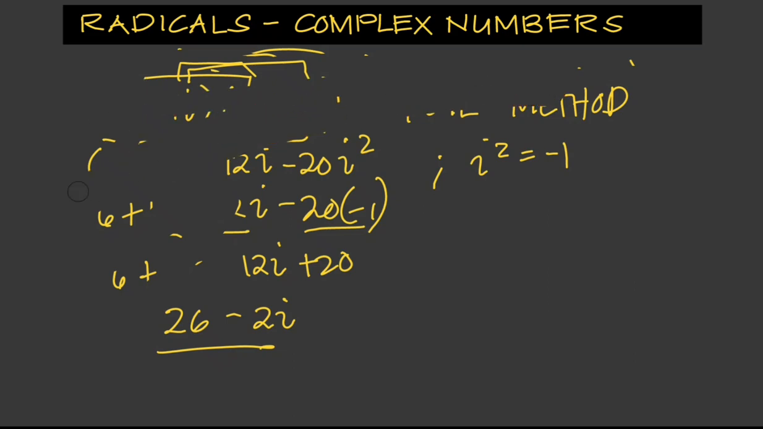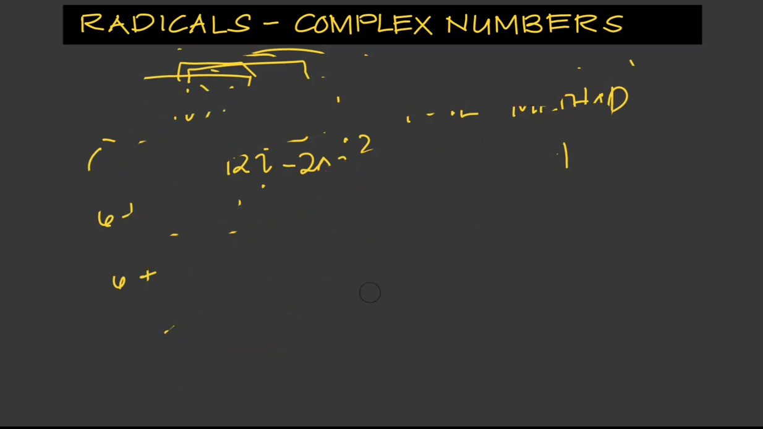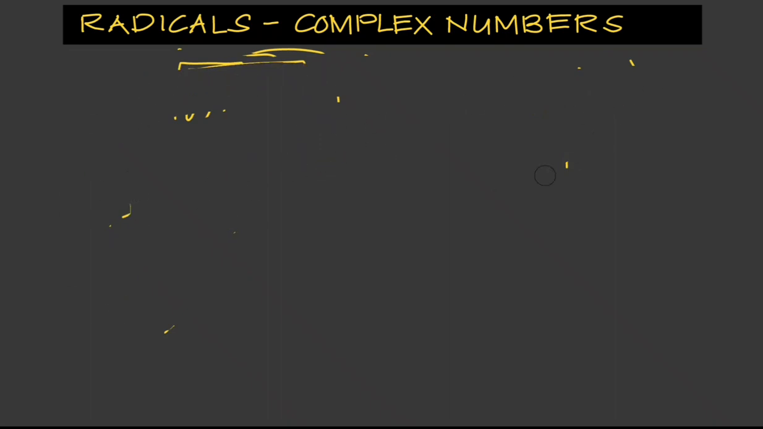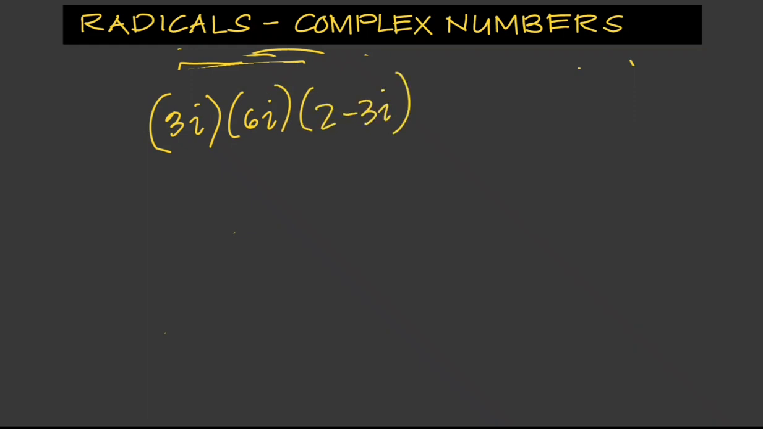Okay, what if we're given this problem? So we have 3i times 6i times 2 minus 3i. So we multiply first the two monomials here. 3i and 6i, so 3 times 6 is 18, times i squared, 18i squared, times 2 minus 3i, and then we distribute 18i squared to 2 minus 3i.